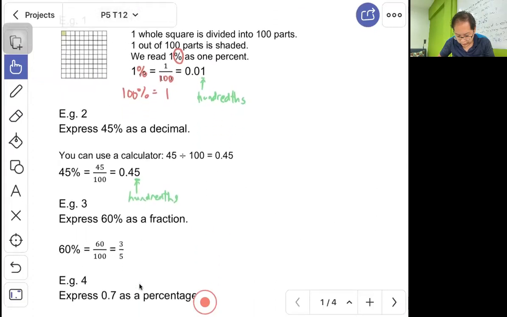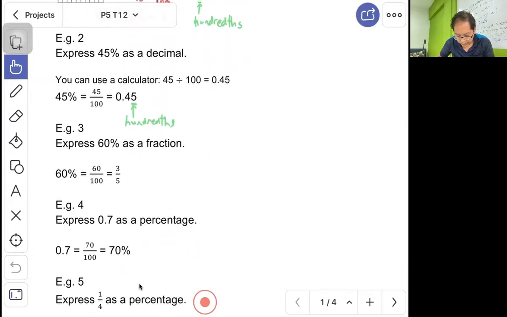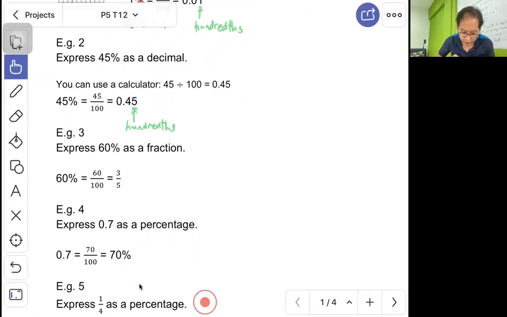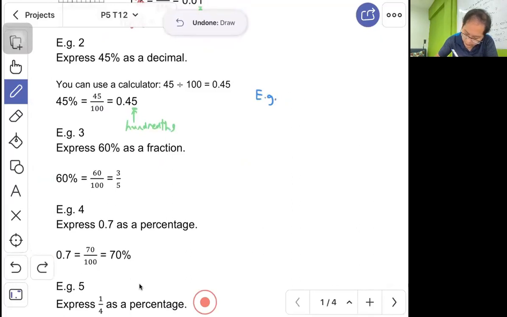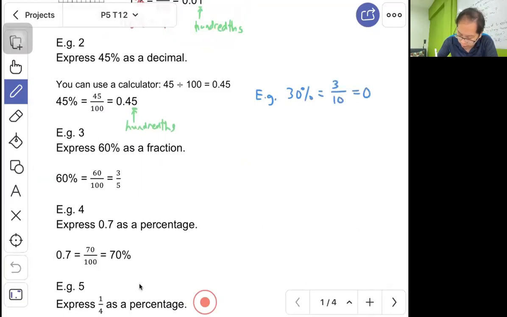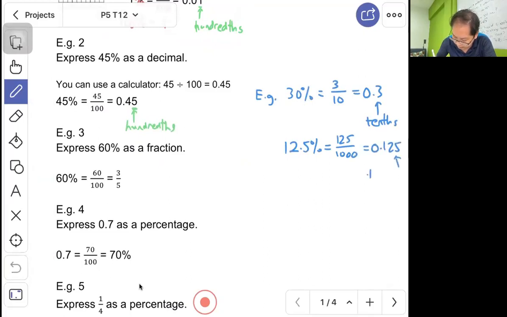Besides changing to 100, sometimes you can have it in denominator 10 or 1000. For example, 3 out of 10, or I say 30% in fraction is 3 out of 10, so it's 0.3. So they are tenths. Or 12.5% is 125 over 1000, so 0.125.